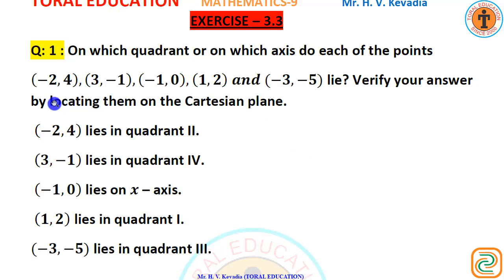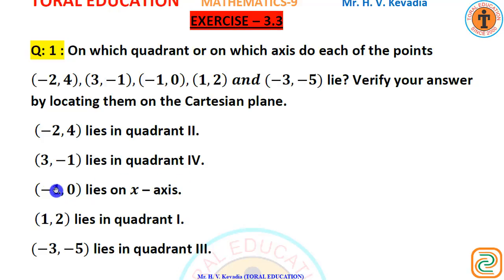Now, (-2, 4). Remember the quadrants. The x coordinate is negative and the y coordinate is positive. That is the second quadrant. It lies in the second quadrant. Next, (3, -1). 3 means the x coordinate is positive and y is negative. It lies in quadrant 4, the downside of quadrant 1.